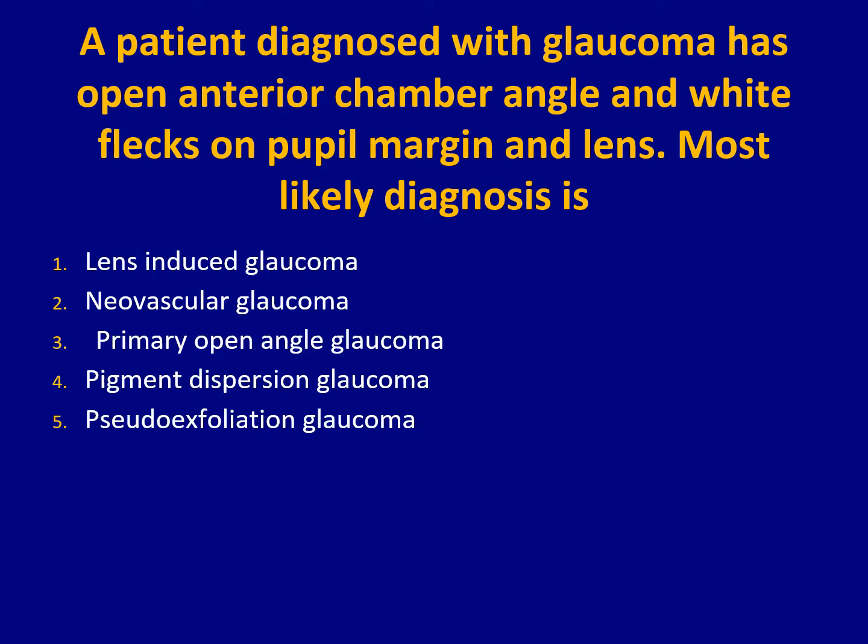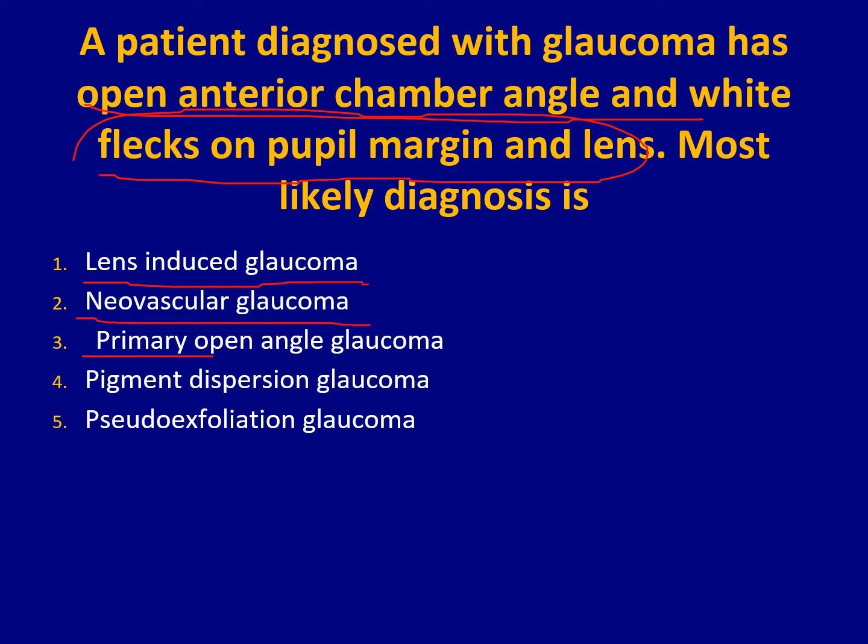Next question. A patient diagnosed with glaucoma has open anterior chamber and white flecks on the pupil margin and lens. Remember, the white flecks means pseudoexfoliation or secondary open-angle glaucoma, so one of the options would be there. Lens-induced glaucoma, no. Neovascular glaucoma, no. Primary open-angle glaucoma, no. Pigment dispersion, no, because they're white flecks. Pseudoexfoliation glaucoma would be the answer because they're white flecks.